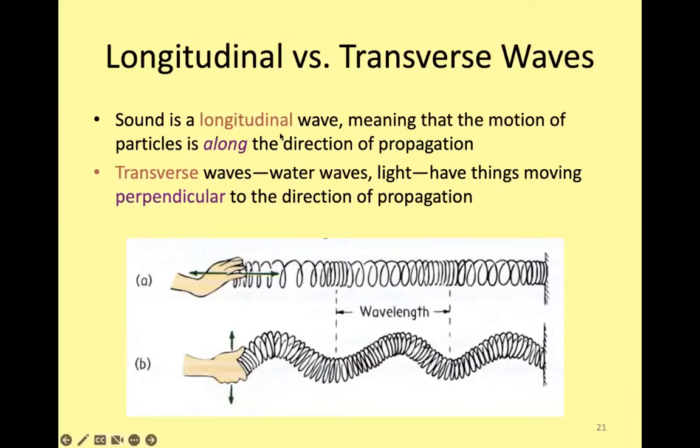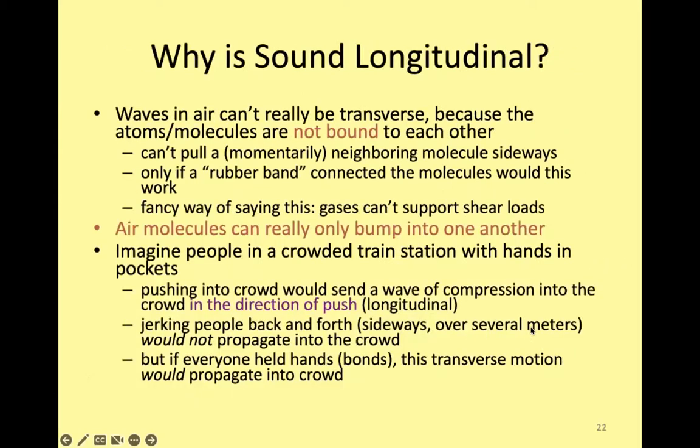As we know, a sound wave is a wave, and the motion is basically vibrating back and forth. So all these are called the wavelength. A wave in the air can't really be transverse because the atoms and molecules are not bound together. Therefore, air molecules can really only bump into each other.